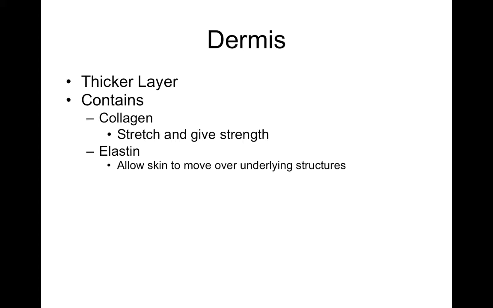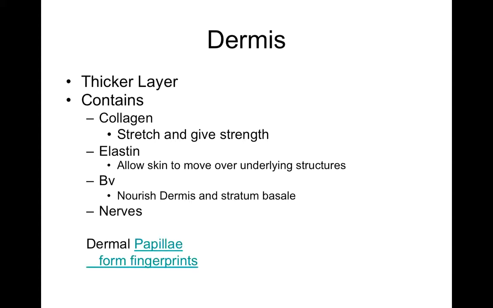The elastin helps to allow the skin to move over those underlying structures, so over the muscle and bone, without tearing. Also in the dermis we have blood vessels. The blood vessels are there to give blood supply to the dermis and stratum basale. There are nerves in the dermis. And then the dermis is what forms our fingerprints with the dermal papillae. So we'll see that here.